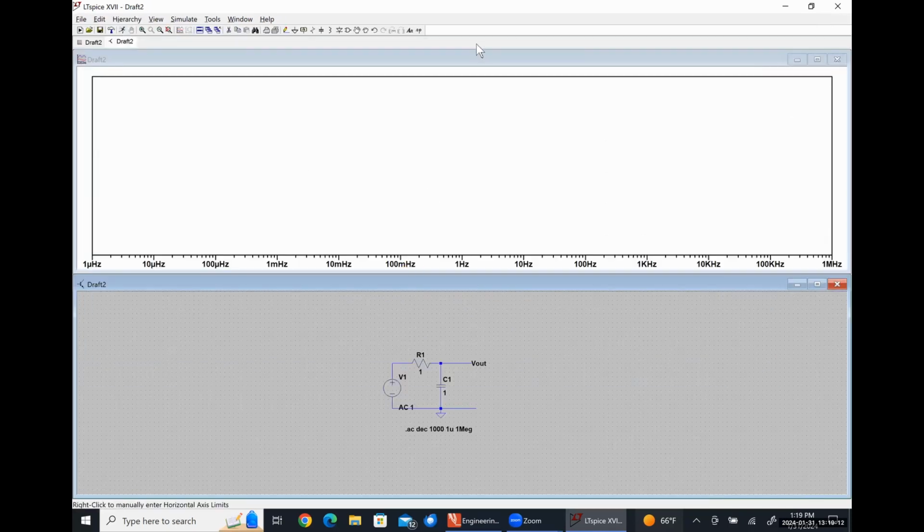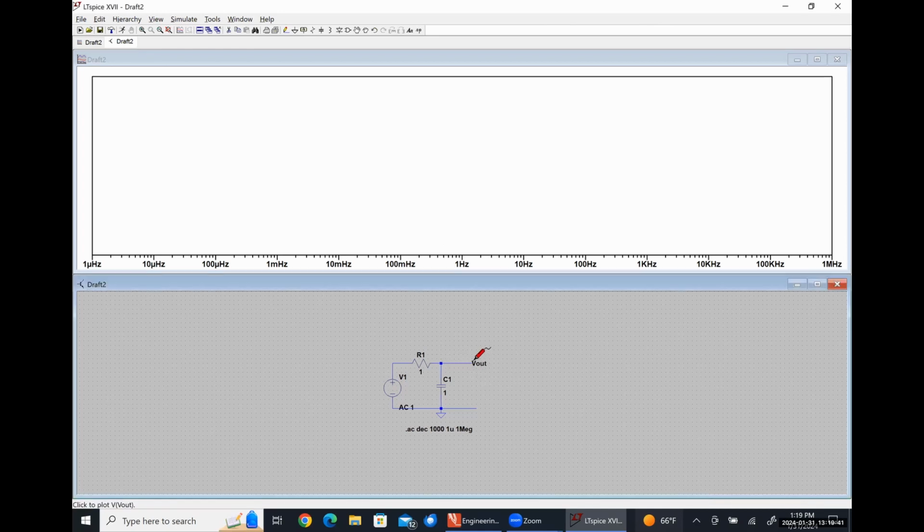So notice on my plot, it's going from a microhertz, then 10, then 100, then a millihertz, et cetera, et cetera, et cetera. So that's what a decade sweep looks like. Every major tick mark is 10 times larger than the one previous. And the distance between 10 millihertz to 100 millihertz or 100 millihertz to 1 hertz, et cetera, is what's called a decade. So it's just an increase by a factor of 10.